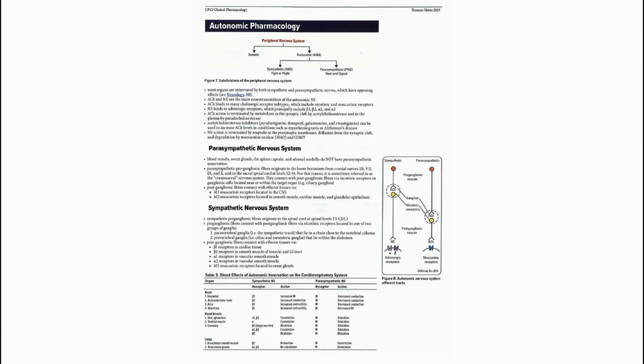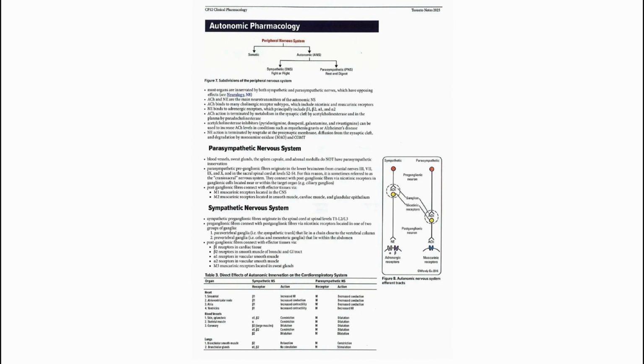Preganglionic neurons originate from the cranial nerves 3, 7, 9, and 10, and sacral spinal cord level S2 to S4. This arrangement is known as the craniosacral outflow. These long preganglionic fibers synapse in ganglia located very close to or within the target organ through nicotinic receptors. Postganglionic neurons then release acetylcholine onto muscarinic receptors located on effector organs.